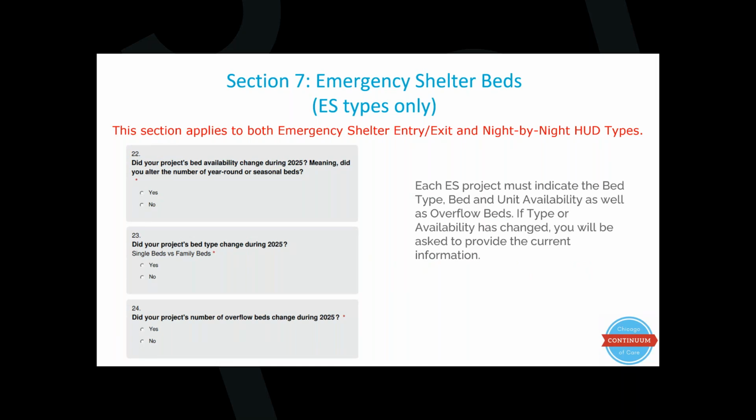So would the emergency shelter dedicated beds fall under chronic homelessness if they don't specify veteran or youth? No. So if you don't specify veteran or youth, then they'll fall under non-dedicated. They wouldn't fall under anything else.